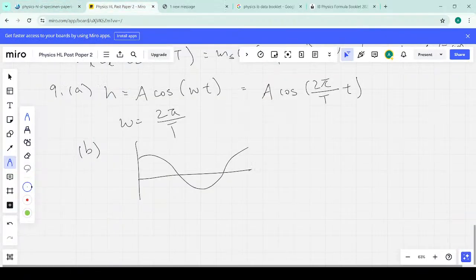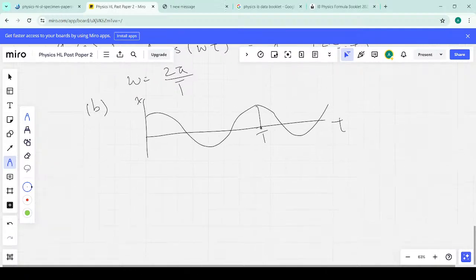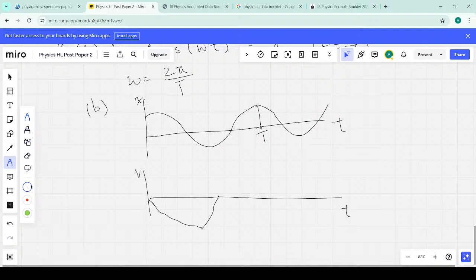So this was xt. Then the VT diagram. The VT diagram, so obviously the speed is minimum here. It goes into negative maximum here. Once again goes to 0 here. Positive maximum here. Goes to 0 here.